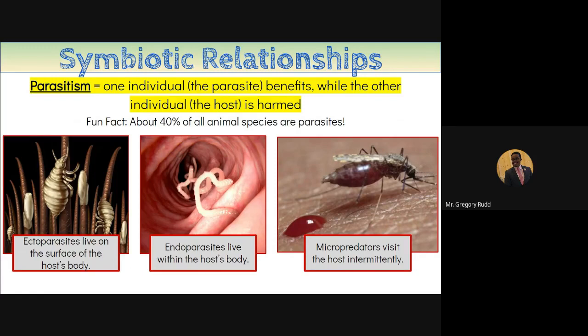So there are ectoparasites that live on the surface of the host's body. We could think about lice that live in human hair. They make your scalp itchy, but they're feeding really on your hair. There are endoparasites, which live within the host's body, like a tapeworm that lives in the digestive system of an organism. These parasites are typically sucking up the nutrients that should be absorbed by a person's or an organism's digestive tract.